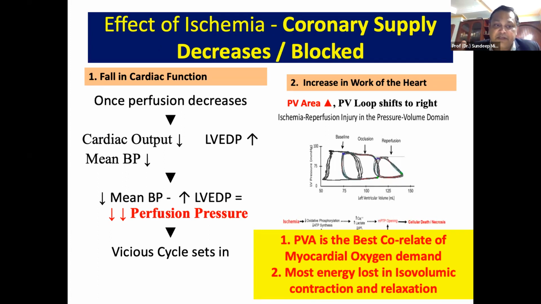And once the mean blood pressure falls and there is an increase in left ventricular end-diastolic pressure, the perfusion pressure, which is mean coronary blood pressure minus LV end-diastolic pressure, will fall. So whenever heart function falls, the perfusion pressure also falls. This part we can see. Now the other thing is, whenever the PVA shifts to the right, the heart requirement increases, and therefore the work done by the heart will also start falling.